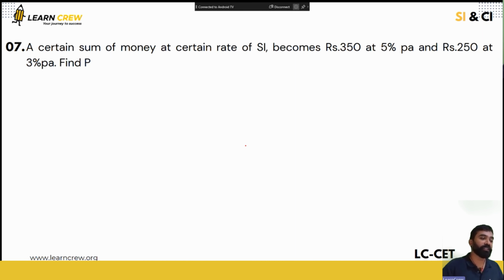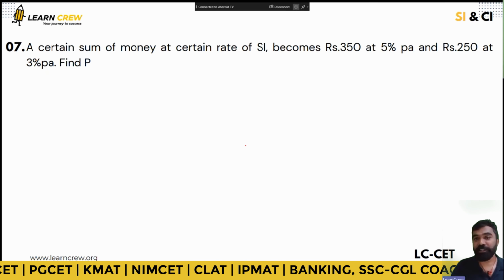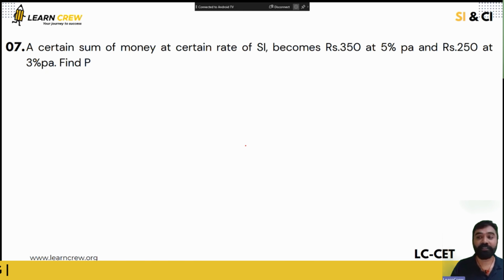Now, this is a different kind of problem. A certain sum of money at a certain rate of simple interest becomes 350 at 5% per annum and 250 at 3% per annum. Until now, we were dealing with time: in a span of 5 years, in a span of 7 years, it became so much. Now they are given the rate of interest. They are asking you to find the principal. Try the similar method only. Nothing changes.